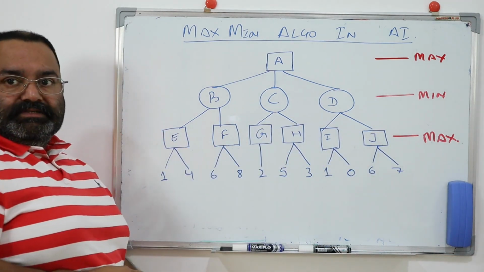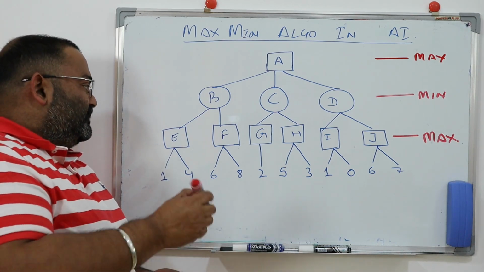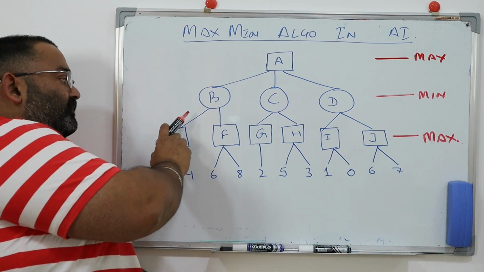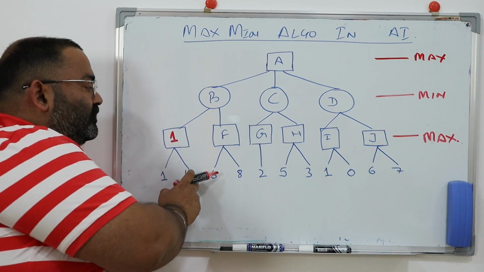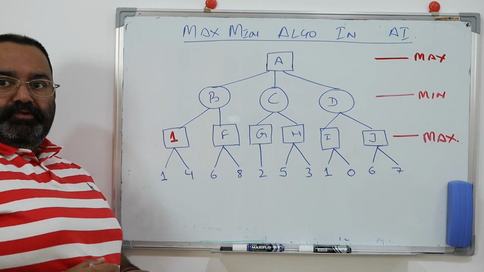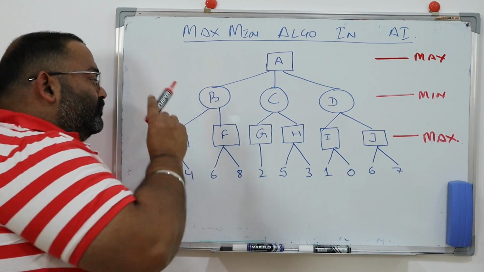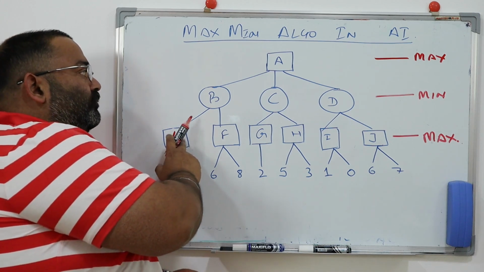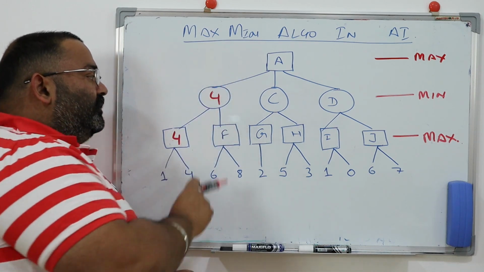Now E is a max node. So I will go to this leaf and assign this value to E. What is this value? It is 1. Then from this root, I will go to this leaf and compare 1 with 4. Out of 1 and 4, which is the maximum value? The maximum value is 4. So what comes here is 4. Then this 4 is propagated here, because there is no other value, this 4 will be propagated here.